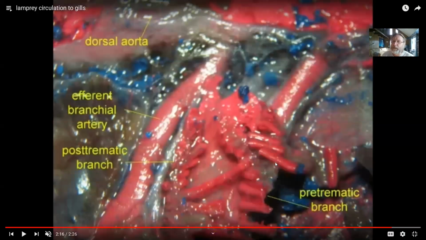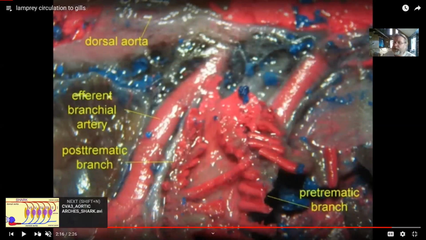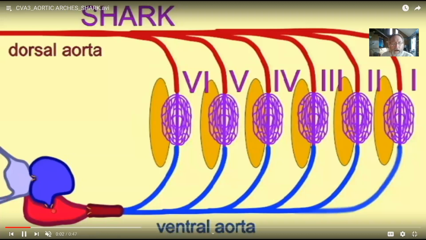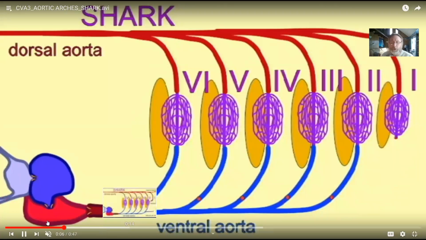In our hearts, the blood leaving the left ventricle is oxygenated, but in a fish that can't be the case, because you go from the ventricle to the gills. You're not oxygenated before you get to the gills. And then we would see the same thing in sharks.